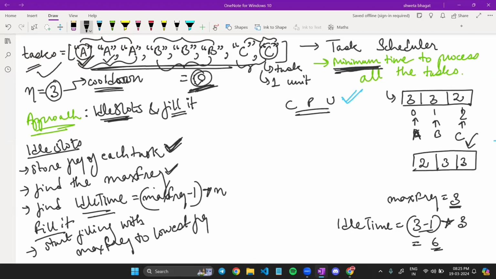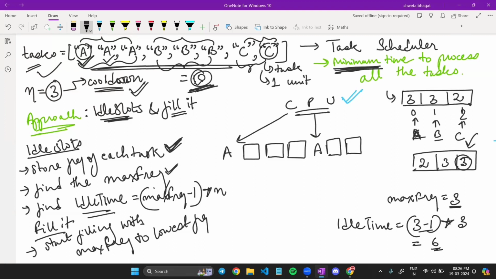Now let's see how we are getting this 6. If we have a CPU over here, we choose that this 3 is the max frequency, correct? Which element has the frequency of 3? Both A and B have the frequency of 3, right? So we can choose any one of them. I am choosing A. If I assign the CPU to A, then we can't assign the CPU to A till 3 units of time pass. Why? Because 3 units of time is the cooldown period. So let these boxes represent the 3 units of time. Once this 3 unit of time passes, we can assign the CPU to A, and again 3 units of time would be there as the cooldown period, and again we can assign it to A.